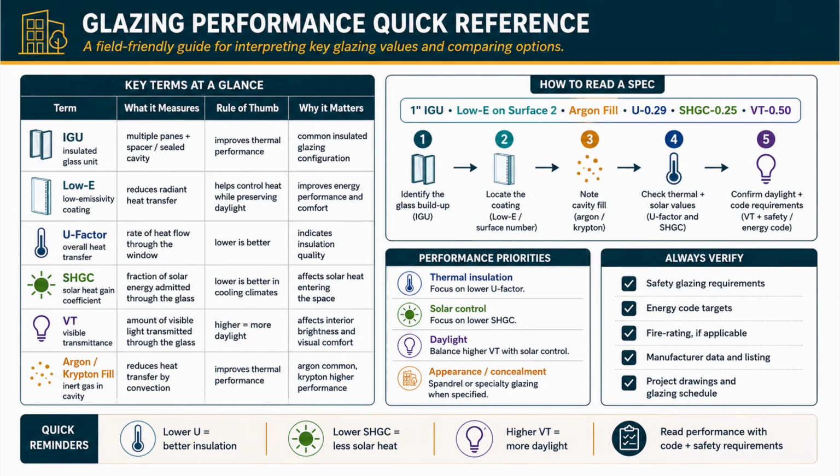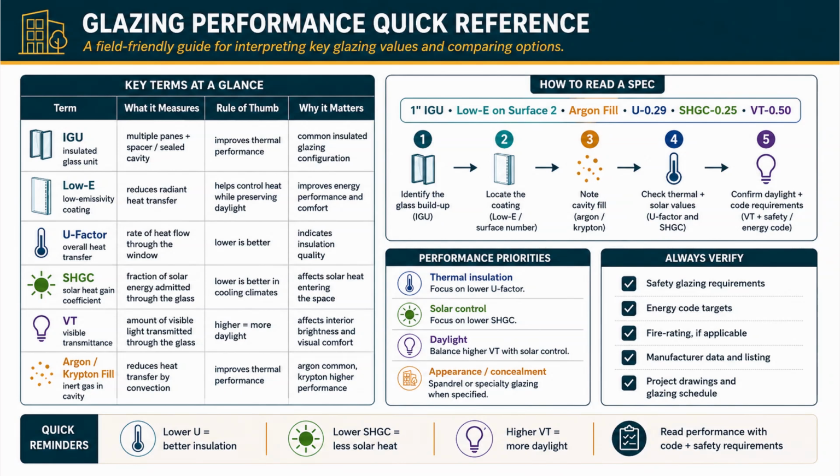This slide reinforces the performance terms, so I'll move efficiently. The left table is your at-a-glance reference: IGU, low E, U factor, SHGC, VT, and argon/krypton fill, each with what it measures, the rule of thumb, and why it matters. Keep that as a study card.